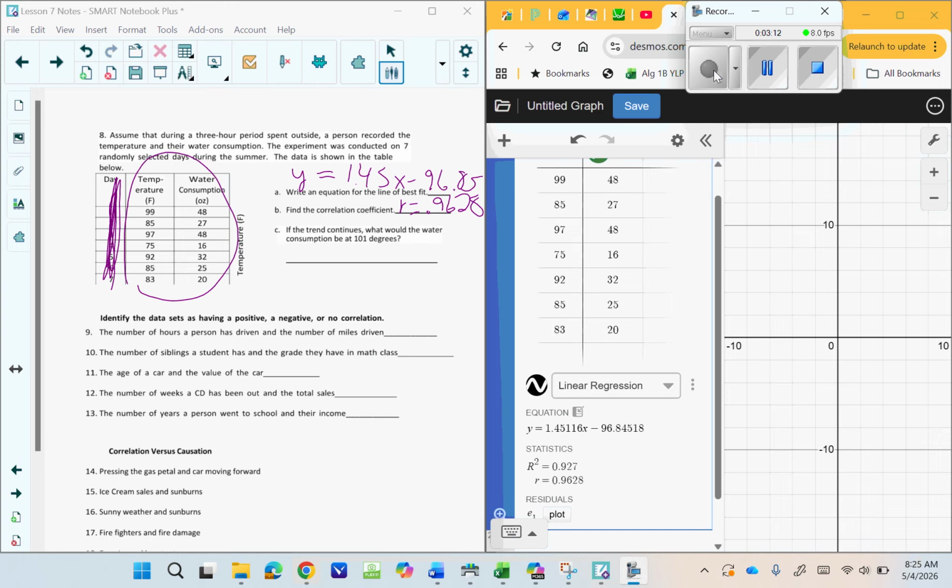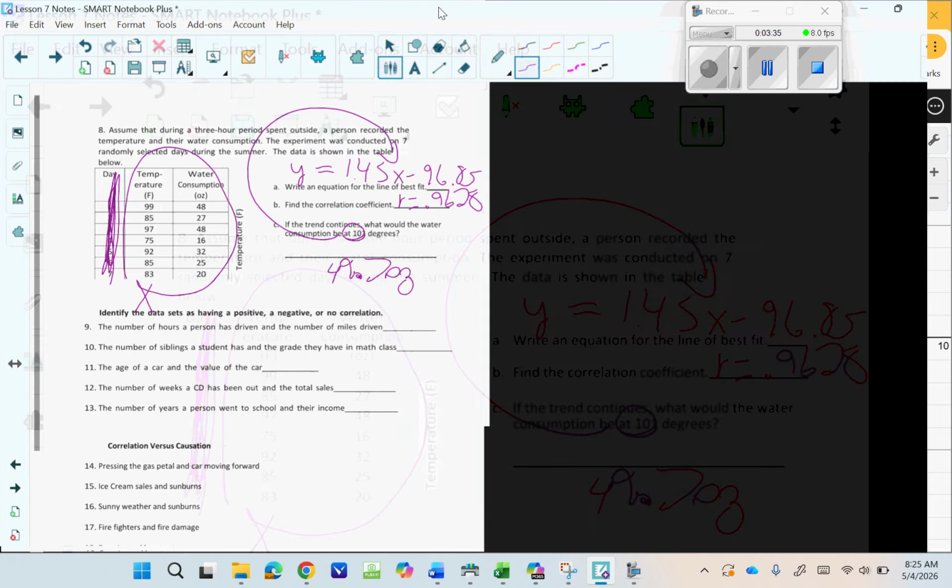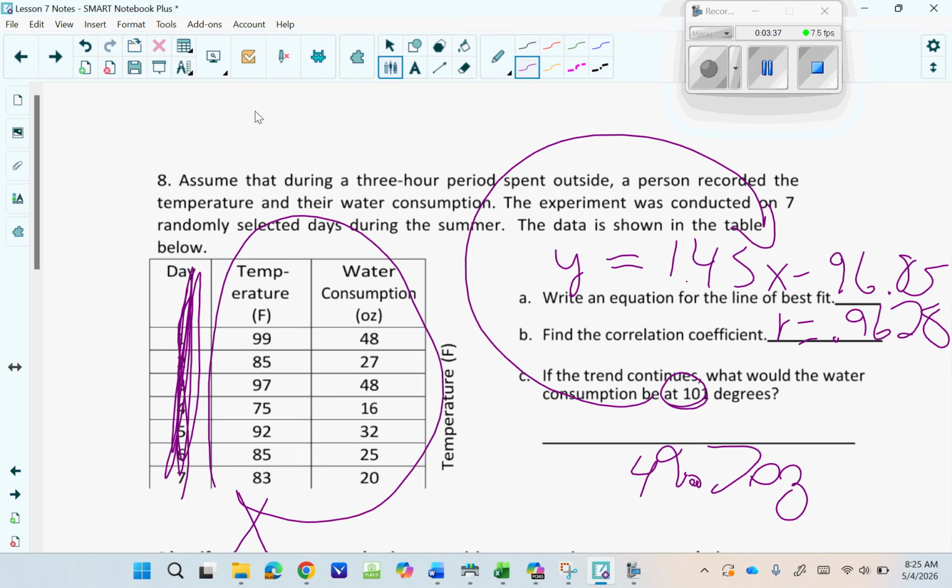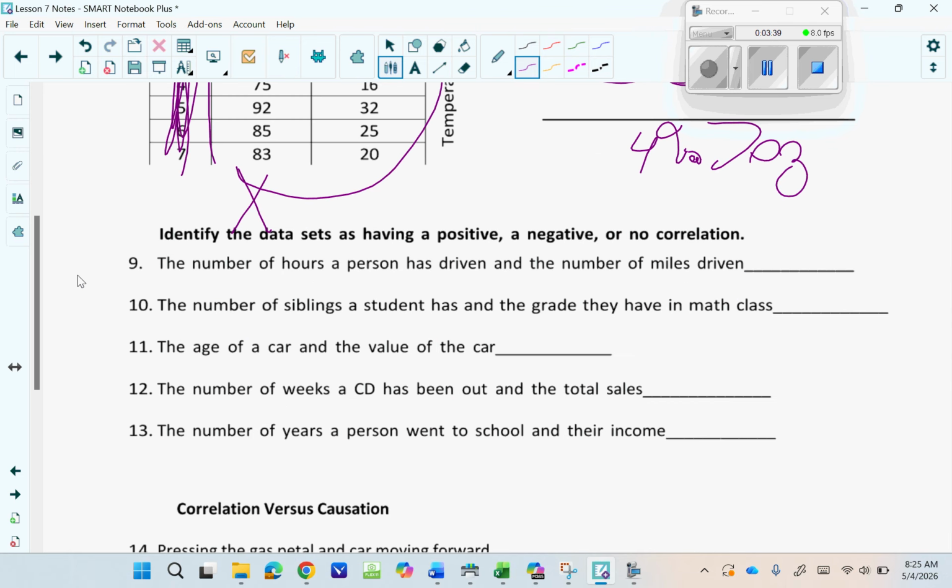Okay, now that I have that in, if the trend continues, what would the water consumption be at 101 degrees? Let's see, temperature, that's going to be my X. So again, it's having you plug in 101 right here for X. And if you do, you should get about 49.7 ounces.